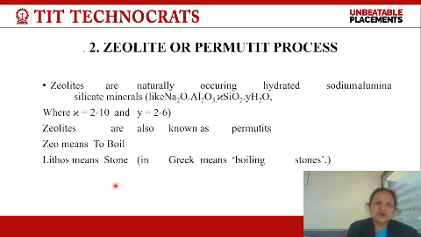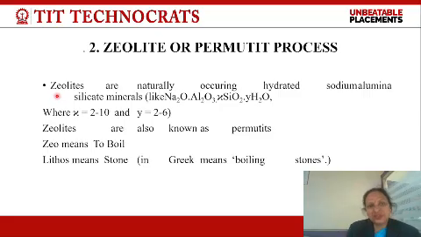Now we will discuss the second process. This is known as the zeolite or permutit process. Zeolite means to boil. It is a Greek word. Zeo means to boil and lithos means stone. Zeolite means we can say it is boiling stone. This stone is used for filtering and softening the water.